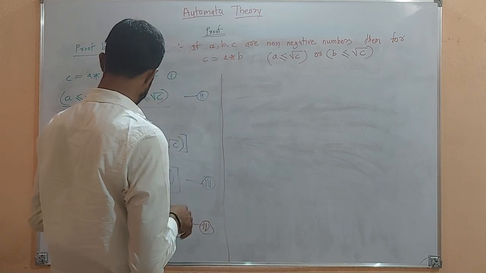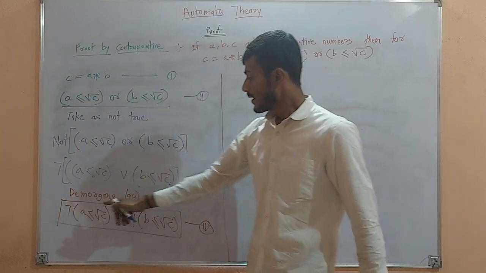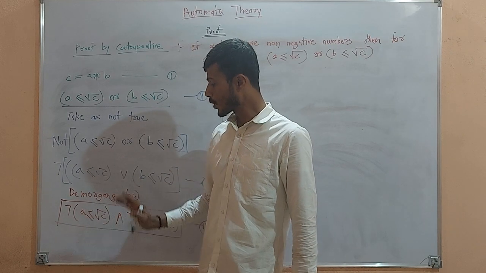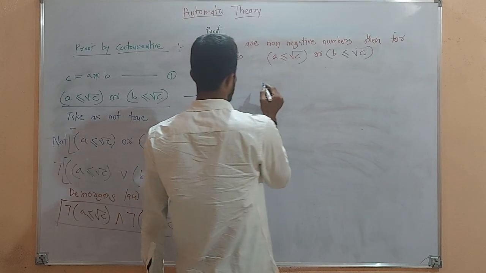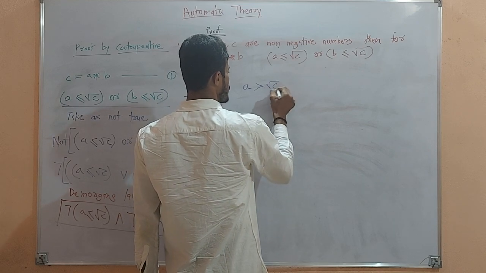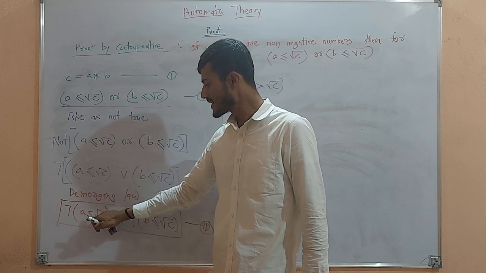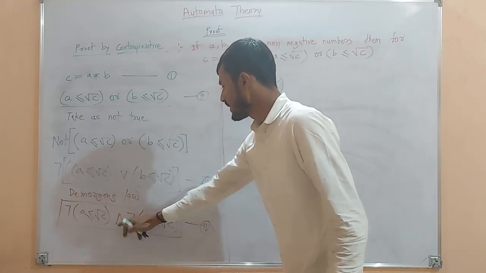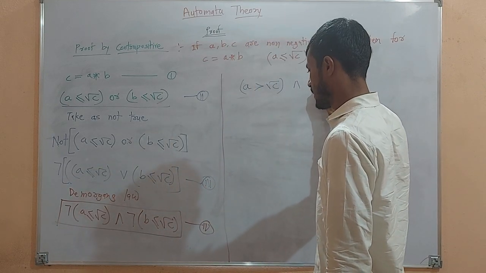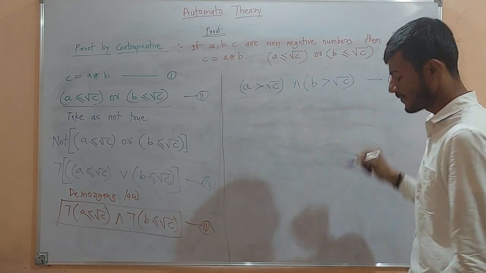Now we have to take this formula. Here it is mentioned negation of A is less than or equal to root of C. What is the meaning of this? You can mention here A is greater than root C, because negation of A less than or equal to root C is A greater than root C. The AND will be as it is, and here B is greater than root C. Let us say this is formula number 5.